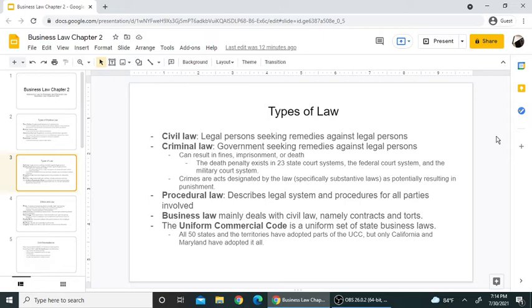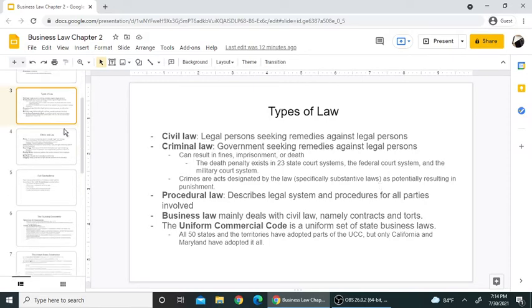The Uniform Commercial Code, rather, is a uniform set of state business laws. It was created, starting in about the 1970s, to help standardize various aspects of the law so that businesses wouldn't have to worry about having to meet all of these different regulations in certain areas and so forth. So pretty much every state and U.S. territory has adopted parts of the Uniform Commercial Code, but there are only two states that have adopted it all, and those are California and Maryland.